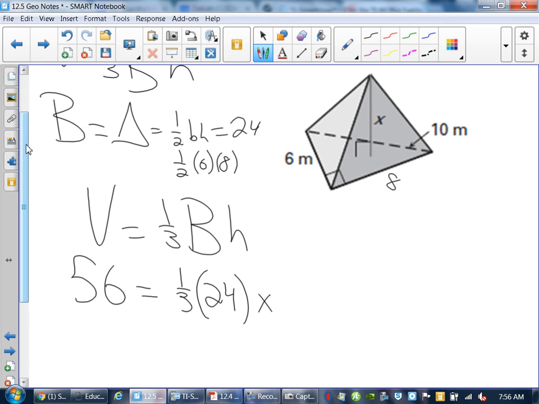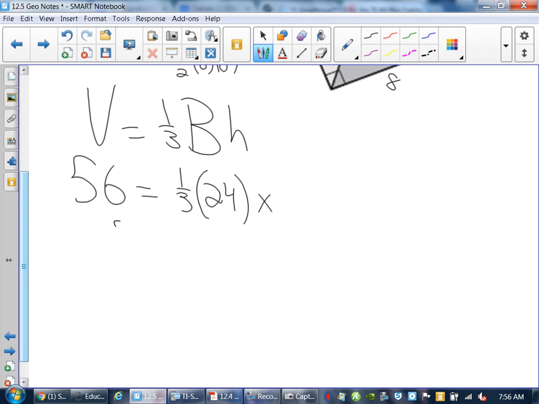Pressing some buttons in the calculator again, because that's really all you have left to do here. Figure out what is 1/3 of 24. 8. 1/3 of 24 is 8. And there's your height.